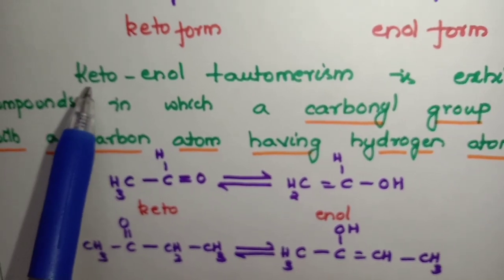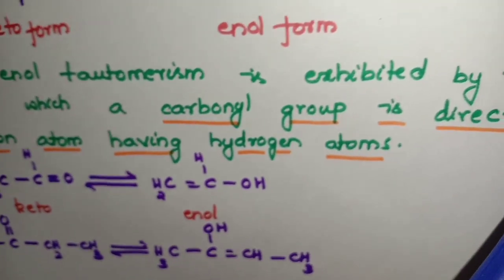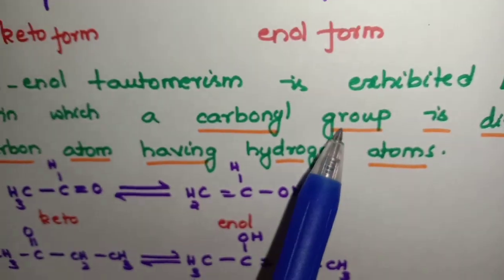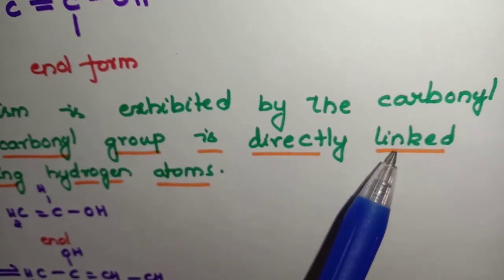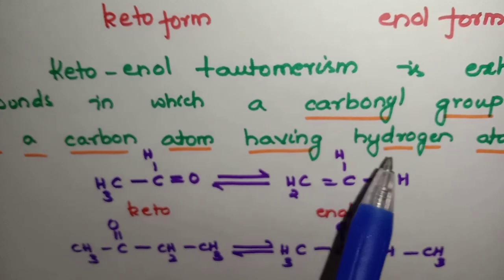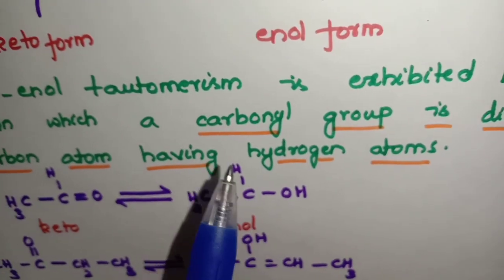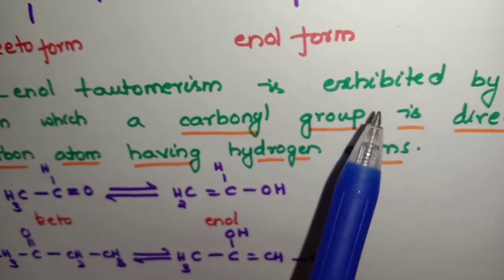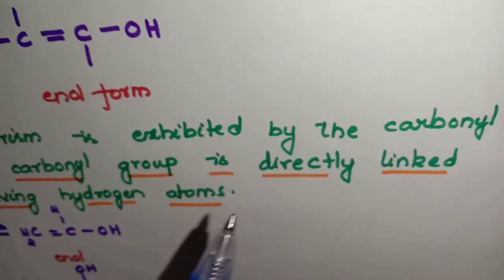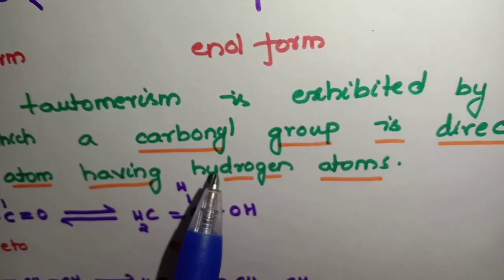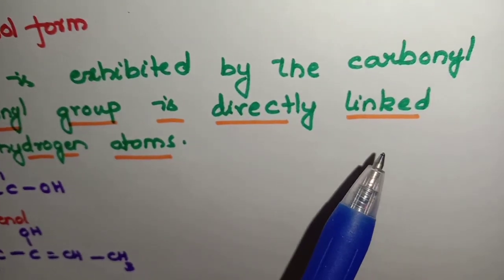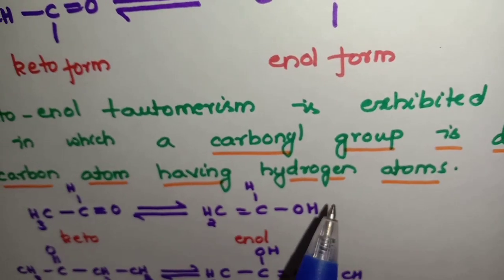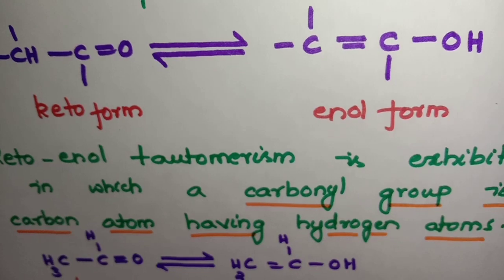Keto-enol tautomerism is shown by the carbonyl compounds in which a carbonyl group is directly linked to a carbon having hydrogen atoms. So underline this point, students. Keto-enol tautomerism is exhibited by the carbonyl compounds in which a carbonyl group is directly attached to a carbon atom having hydrogen atoms. Only such compounds can exhibit keto-enol tautomerism.